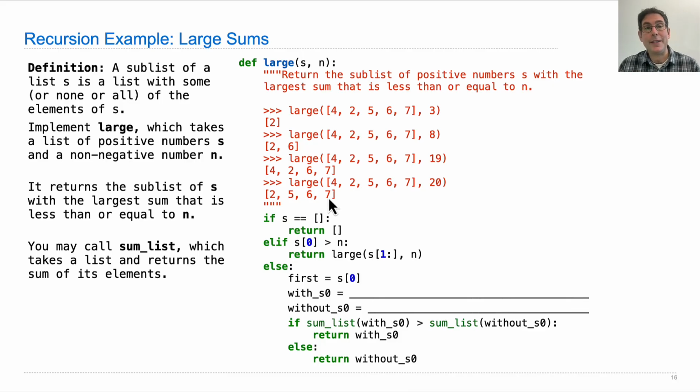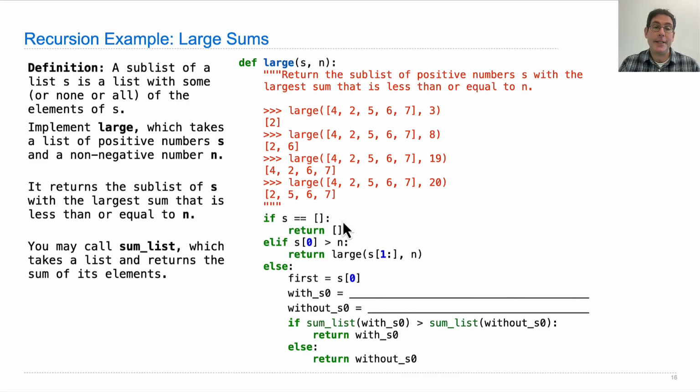The recursive idea here is that the first element is either in the large sublist or it's not. And then once you've decided whether it's in or it's not, you have to decide what sublist of the rest of S you're going to keep as well. I'll leave it at that for you to work out the details, but first I'll walk through the code.